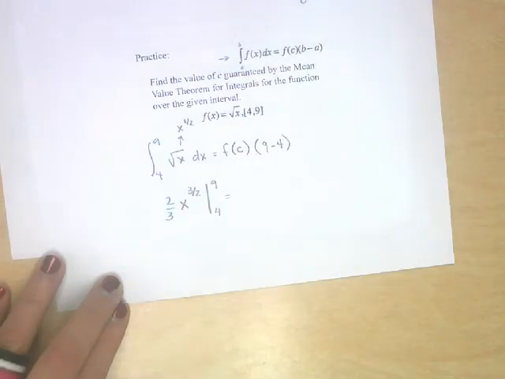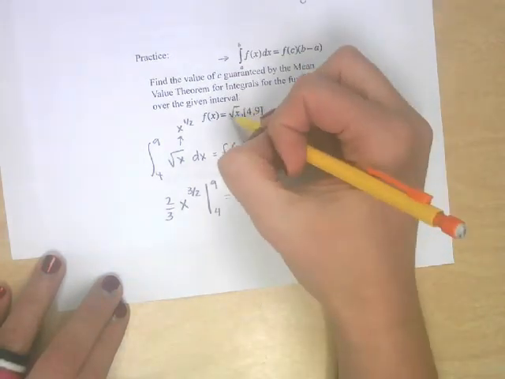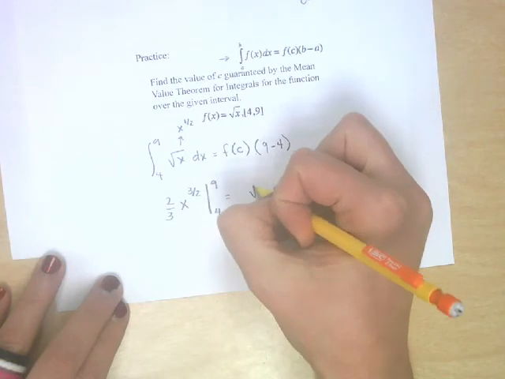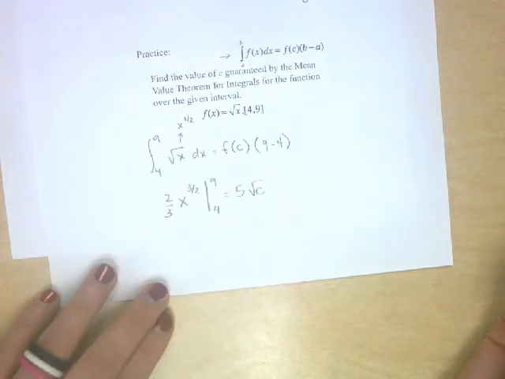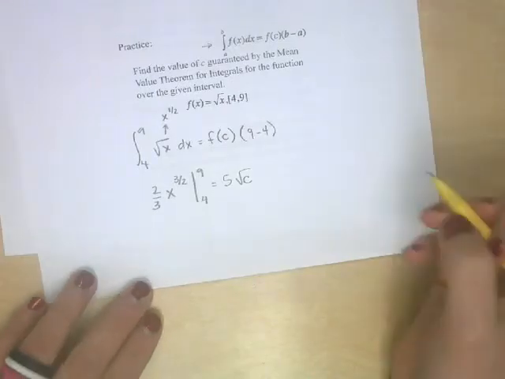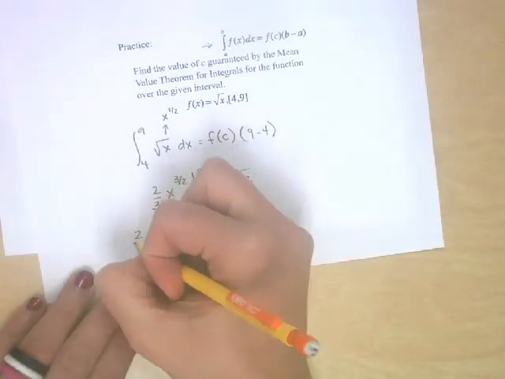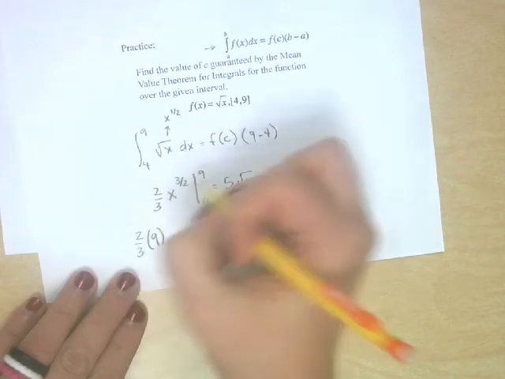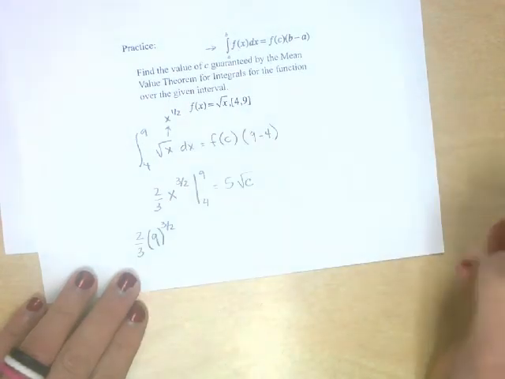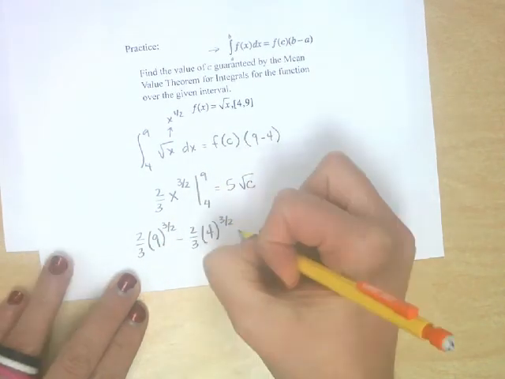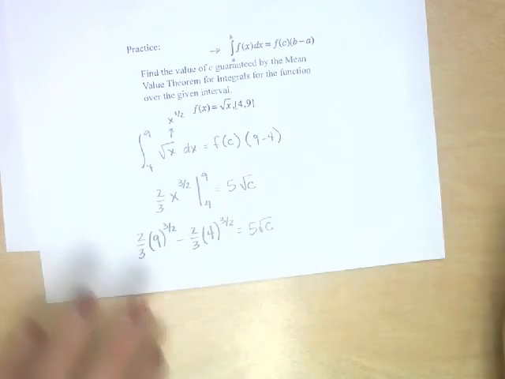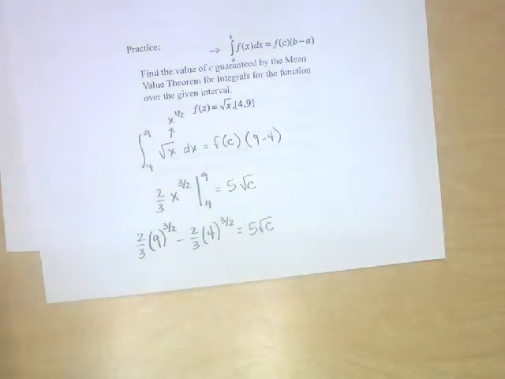Equals, oh, but what is f of c actually going to be? Well, the function is the square root, so the square root of c times 5. That way it's easier to solve. So I'm going to put in 2/3 first, fundamental theorem of calculus, 9 to the 3/2 power minus 2/3 4 to the 3/2 power equals 5 square root of c. And now here you can use your calculator for this. It does work out fairly nicely.